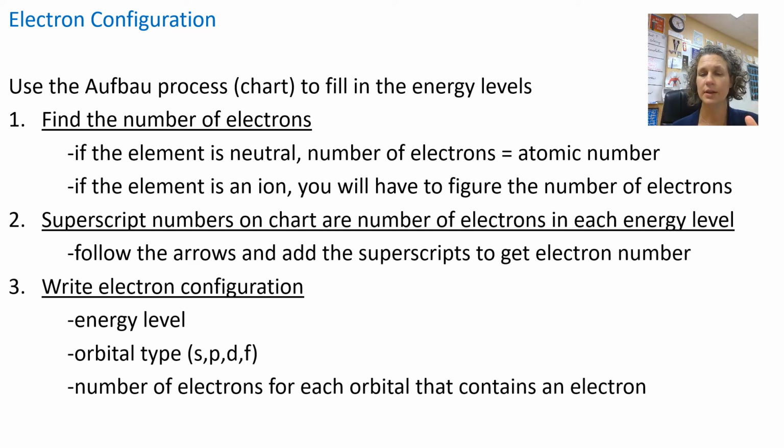If it's neutral, then electrons equal the protons, or the atomic number. If it's an ion, if it has a charge on it, you'll have to figure out the number of electrons, which is what we have already practiced, so you should know that one. Second, the subscript numbers on the chart, and this chart is what I will give you, and you'll see it on the next page, account for the electrons in each energy level. So you'll follow the arrows, add the subscripts, match that to your number of electrons, and then write the electron configuration. So let's do an example, and hopefully it will seem clearer.